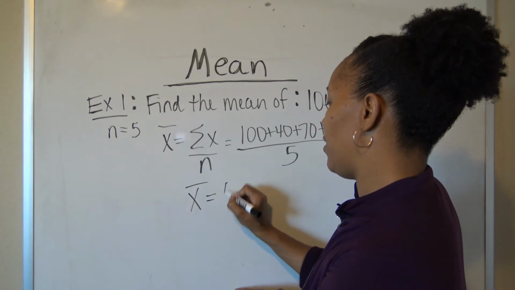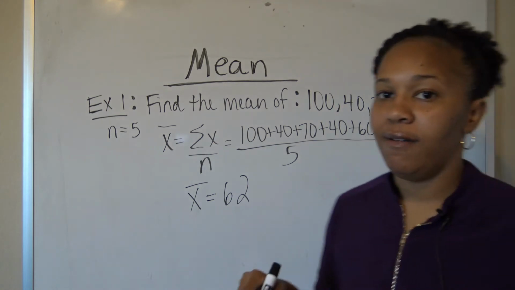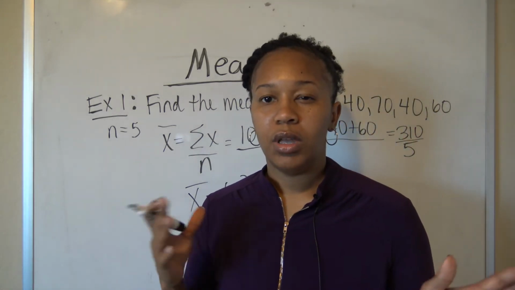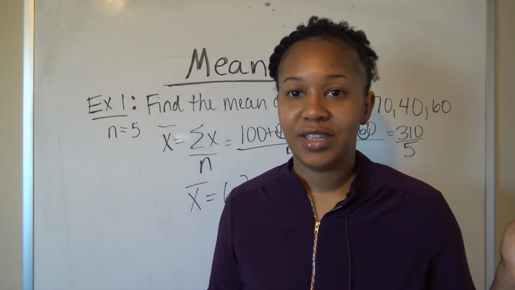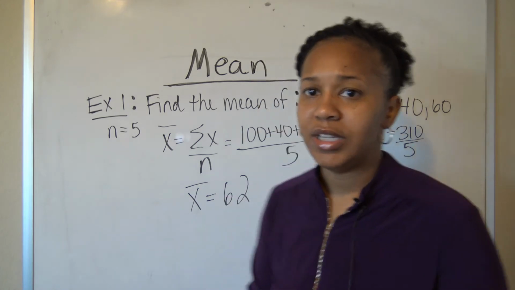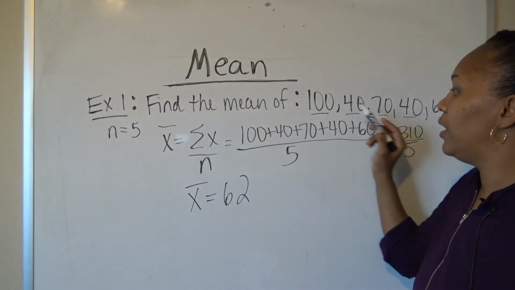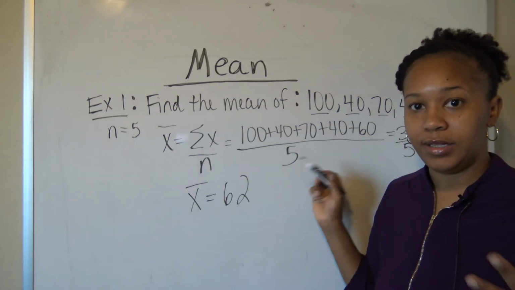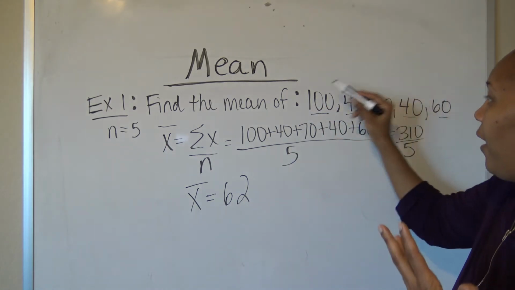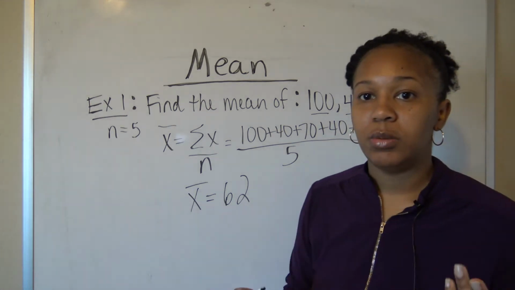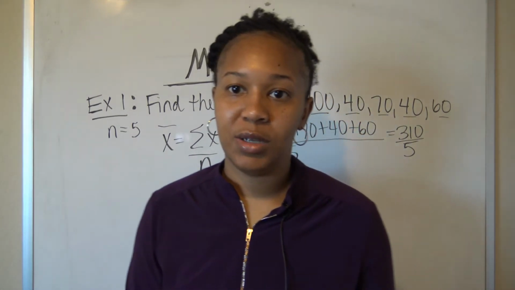You can plug this all in your calculator, especially as the data set gets larger. This one has 5 data points in it, so you could do that one by hand. You can actually do them all by hand, but the larger the data sets get, you're definitely going to want to use a calculator. That's how you would find the mean. You would take each data point, add them together, and then divide by the number of items in the data set. So the mean is 62. What we say is 62 is the average of this set. So 62 is a number that's used to represent all of those different data points. That's what we call a measure of central tendency.